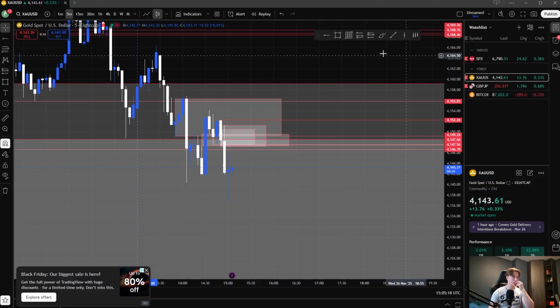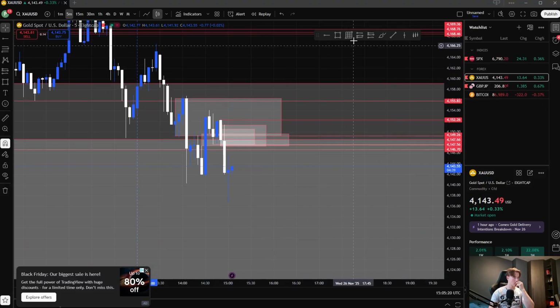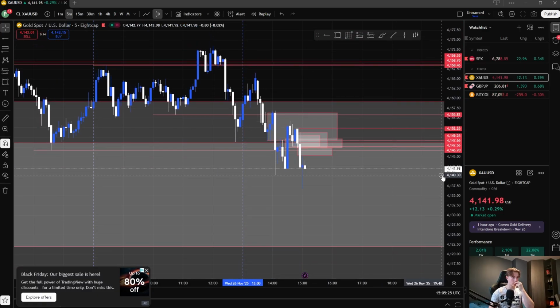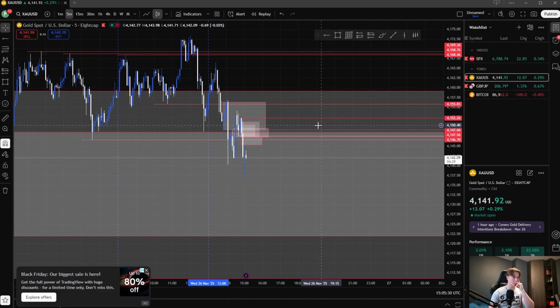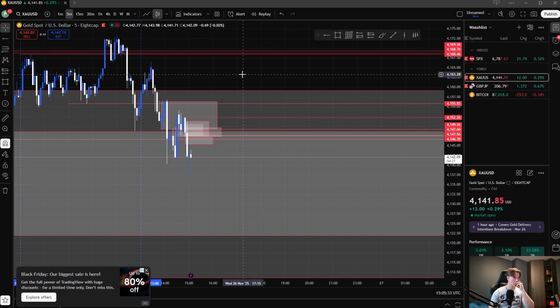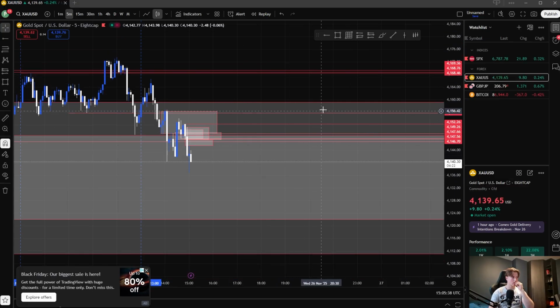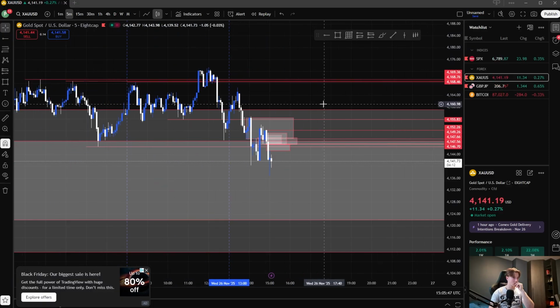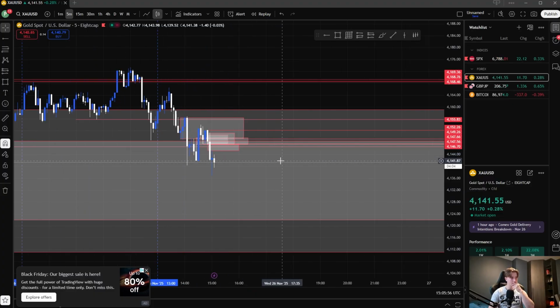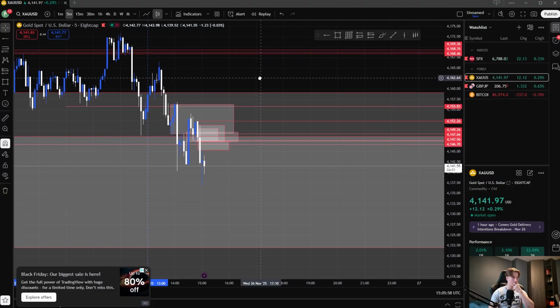I'd say if it does break structure over there and fill this inverse fair value gap, we would have a high chance that the market would be going up. Well, the market would change trend. I know it could be looking confusing, but right now I'm just trying to ensure where the market is going.